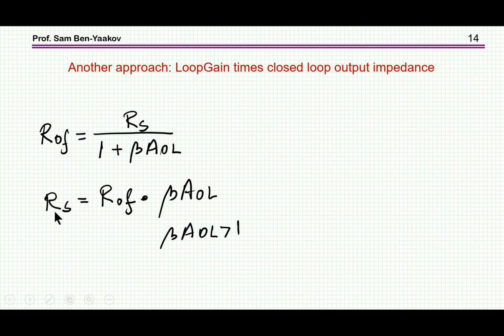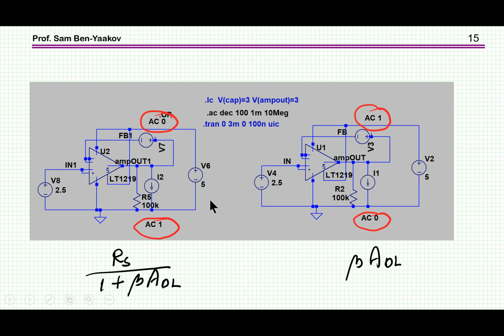So for that, I need two things. I need the impedance under feedback, R out F, which I can measure by injecting an AC signal at the output in closed loop. And then I need the beta A open loop, which I can either measure in the lab, in fact, or by simulation. So let's have a look at it here. In order to make things simple, I've just put two circuits. One for the measurement of the R out F, that is the output impedance under feedback.